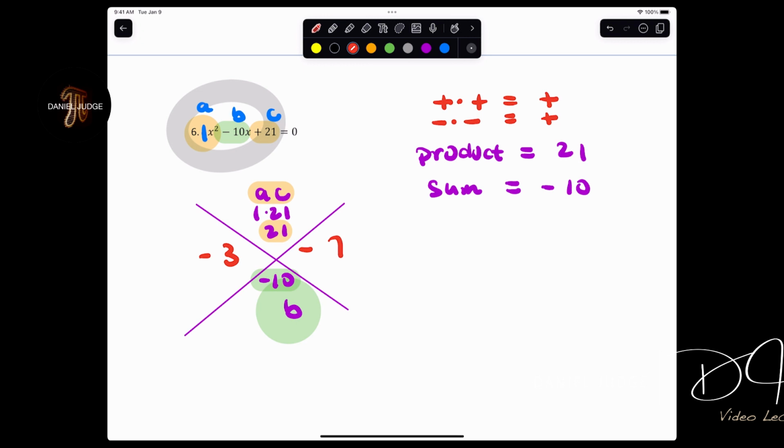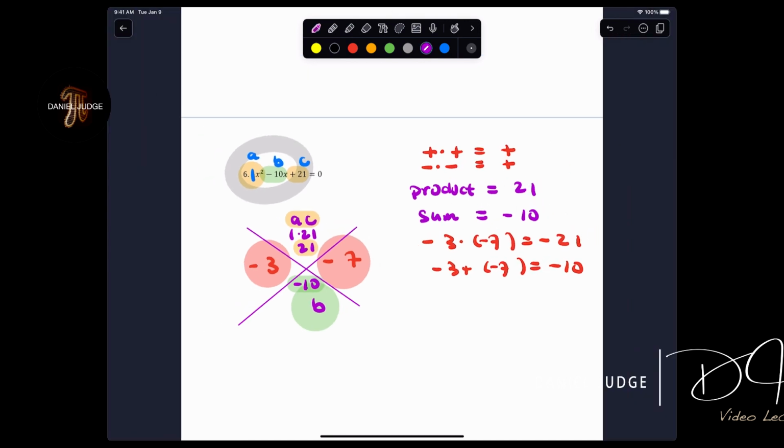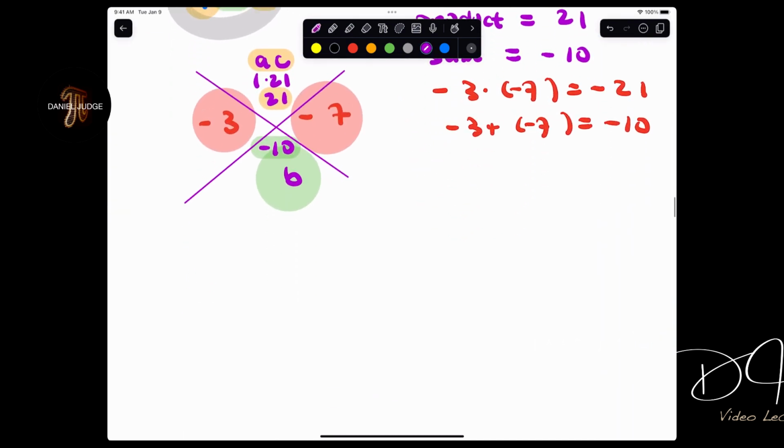Is -3 times -7 +21? Yes, it is, because a negative times a negative is a positive. And then -3 plus -7 is -10. Okay, so we found the numbers. We have x minus 3 and x minus 7.